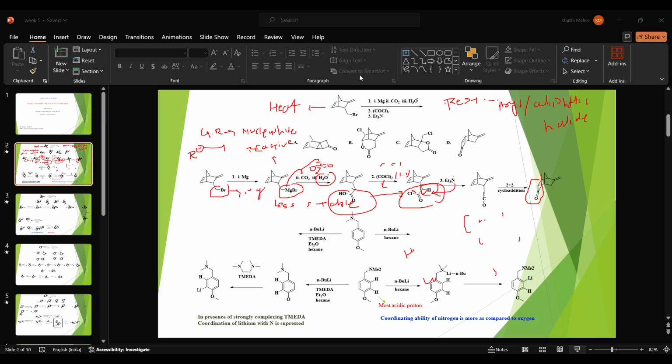And the next question that we have is this bicyclic compound, but in this case we have a hydrazone. This one is our hydrazone, in the presence of n-butyllithium, 2.1 equivalents, in DMF solvent. What will be the final product? What will happen?